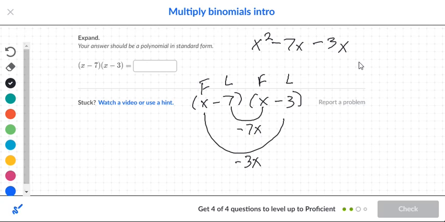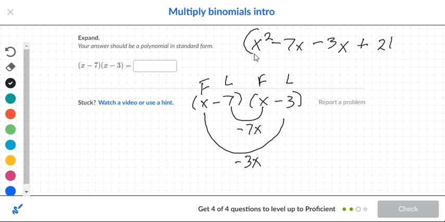Now for my last term I have a negative 7 times a negative 3. Well, 7 times 3 is 21, but I have two negative signs here. See the double negatives? This negative and this negative. When you have two negatives and you're multiplying, this becomes a positive.